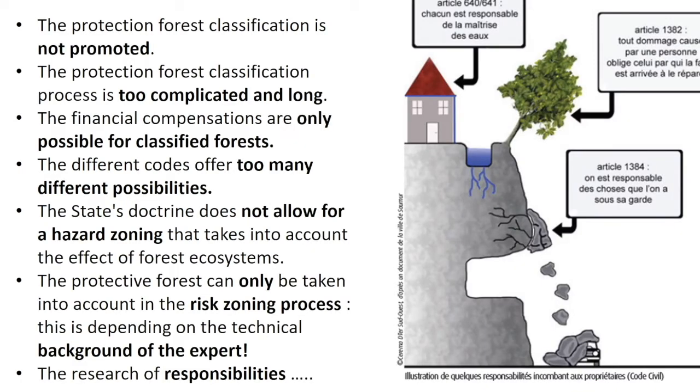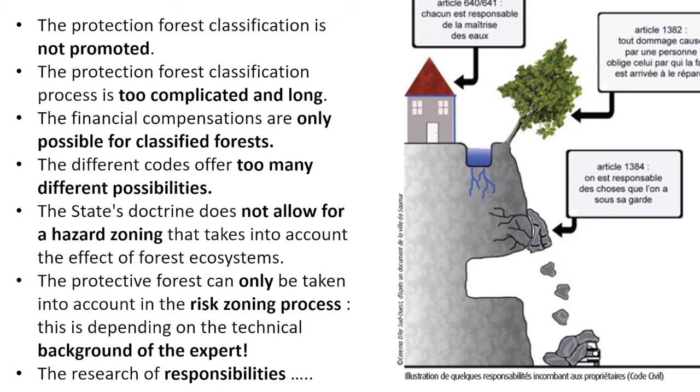Just to give you an overview of the limits that we can find, this is coming from France. For example, the protection forest classification in France is not really promoted because the process to get your forest classified as a protection forest or protective forest is too complicated and too long. Everything is managed by Paris, so it's not very well used by, let's say, a private owner. It has been well used for public forest because it's quite simple. Paris is working with Paris, let's say. But for a private owner, it's much more complicated.